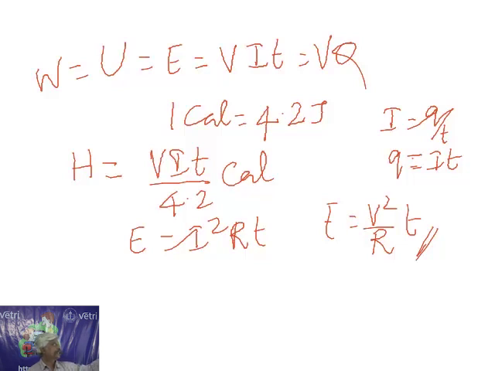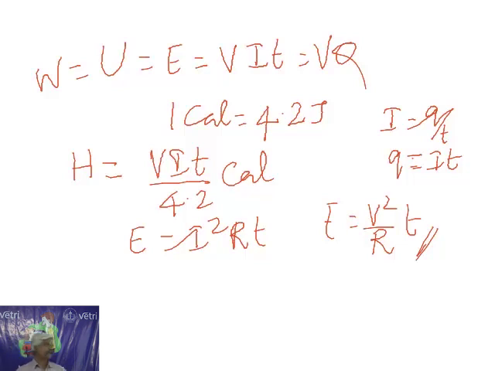Number one: U is equal to VQ. That can be modified as VIT, also as I squared RT, also as V squared by RT. That should be divided by 4.2 to get calories. Such amount of heat is developed.